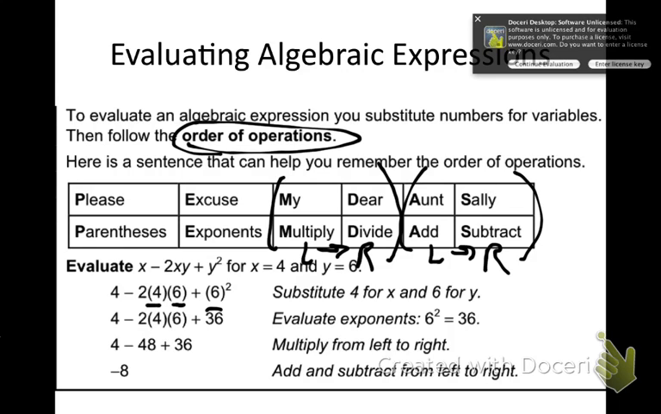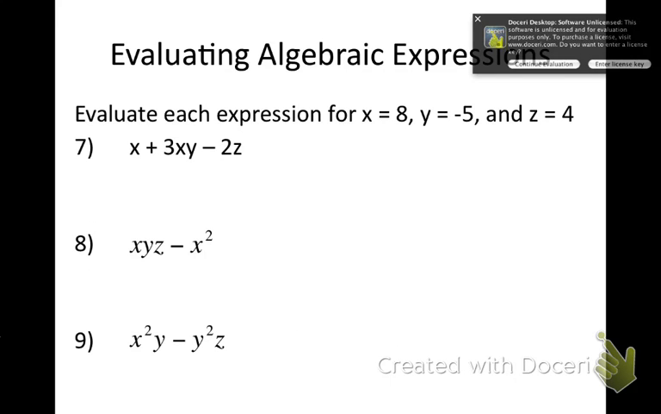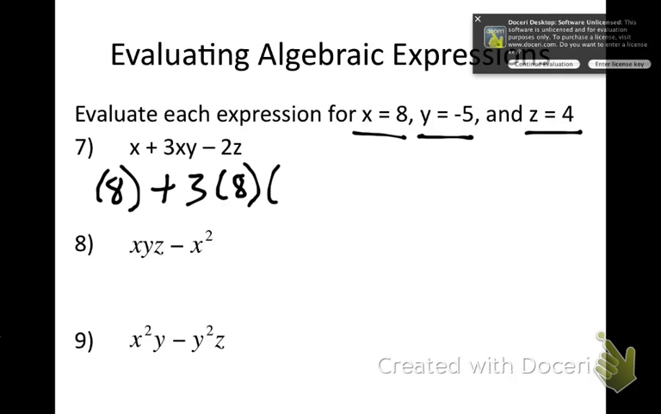So let's look at the next three here. There we go. I want to evaluate each expression for x equals 8, y equals negative 4, y equals negative 5, and z equals 4. So again, evaluate means substitute and solve. I'm going to substitute the values in, and then I'm going to solve. So I plug them in here. I get 8 plus 3 times 8 times negative 5 minus 2 times 4.